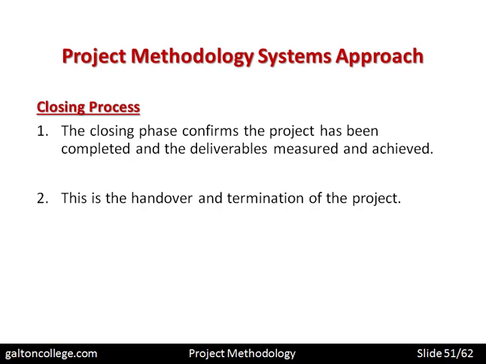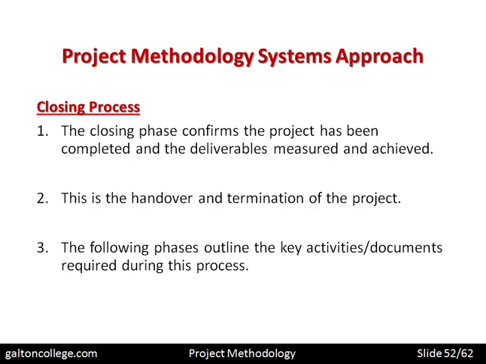This is the handover and termination of the project. So at this stage, the project is handed back to management, handed back in particular to that part of management that commissioned the project in the first place. So it's handed over and the project is terminated. Now the following phases outline the key activities and documents required during the closing down phase.